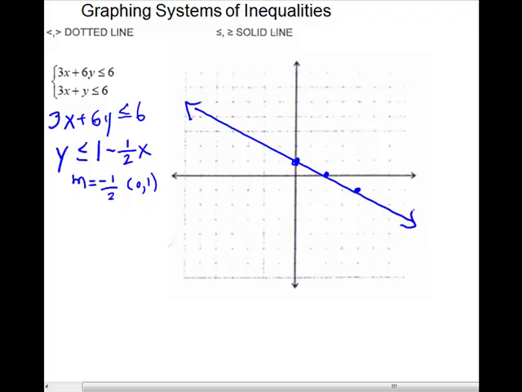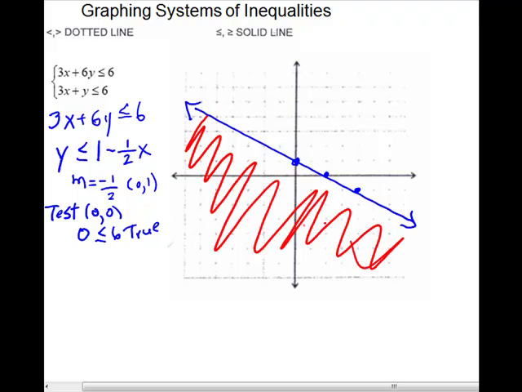Then I will choose a test point. I'm going to choose 0, 0. I'm testing it in my original. So 3 times 0 plus 6 times 0, 0 plus 0 is 0, less than or equal to 6, and it tests true. Right. So I'm going to shade the side that includes 0, 0, and I'm going to switch colors here so it'll be easy to see. So I'm shading this side.